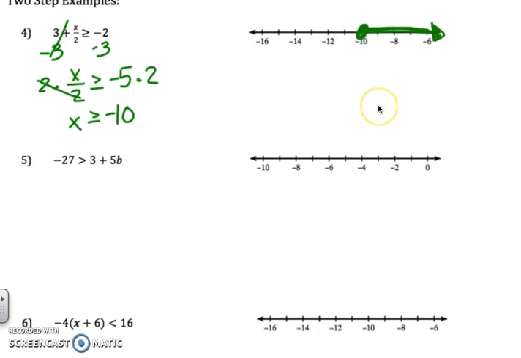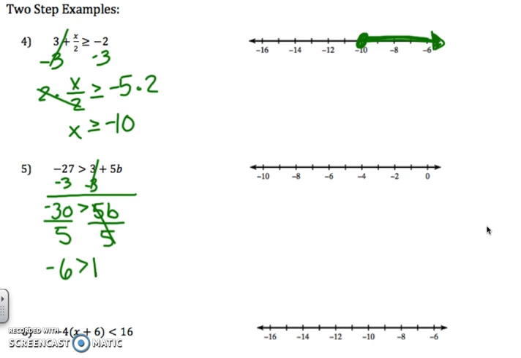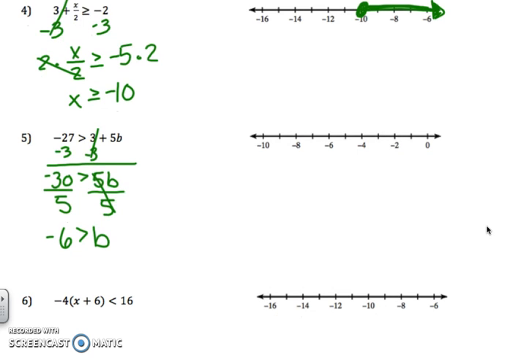All right, on number 5, I noticed that my variable is on the right side, so I know I'm going to have to flip it in the end. So first thing I'm going to do is subtract 3 on both sides. I would get negative 30 is greater than 5b. I'm going to divide by 5 on both sides. I would get negative 6 is greater than b. Okay, so that's a great answer, but to graph it, I'm going to need to flip the whole problem around and get b is less than negative 6.